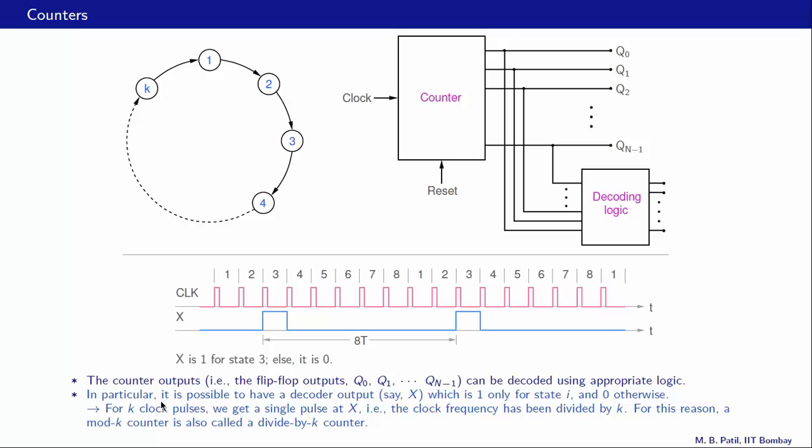So let us make that remark. It is possible to have a decoder output, say X, which is 1 only for state I, in this case the third state, and 0 otherwise. So for k clock pulses, we get a single pulse at X, that is, the clock frequency has been divided by k. And for this reason, a mod k counter is also called a divide by k counter. So this counter, for example, would be called a divide by 8 counter.